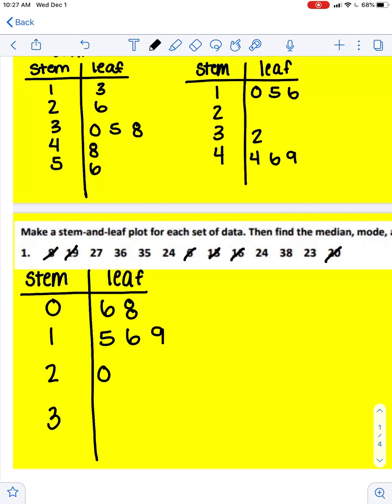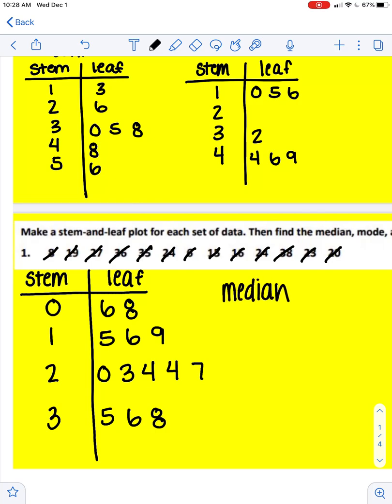In my 20s, I have 20, 23, 24, 24 again, and then 27. And then in my 30s, I have 35, 36, and 38. So now I am finding the median, the mode, and the range. So median, mode, and range.